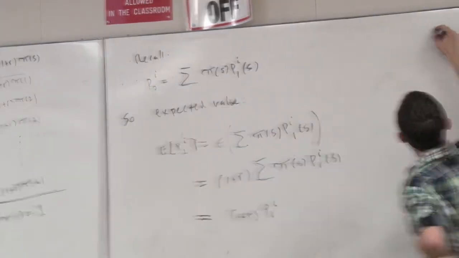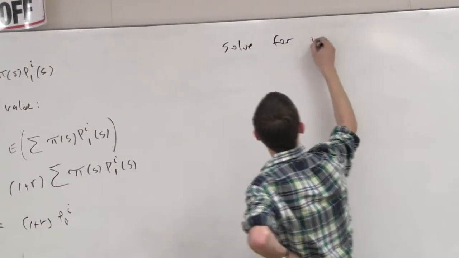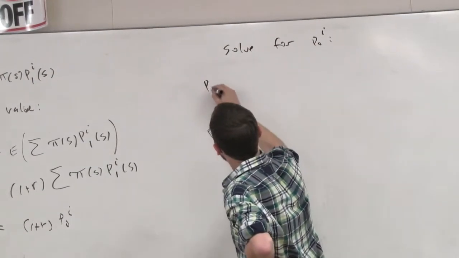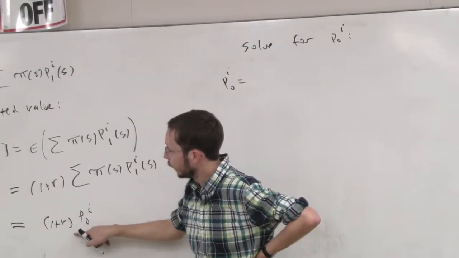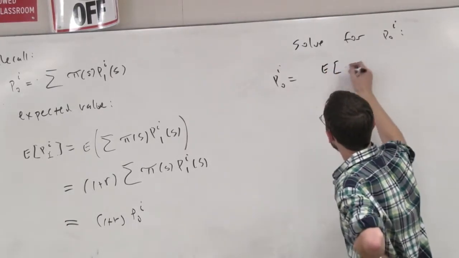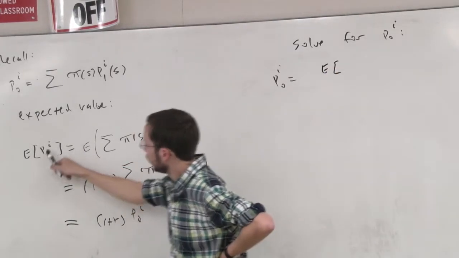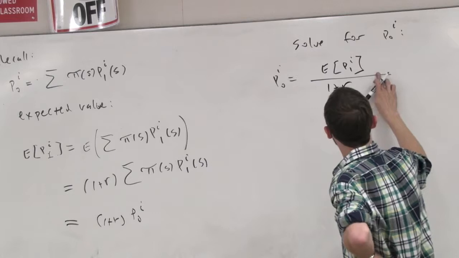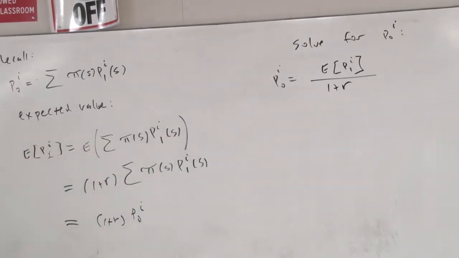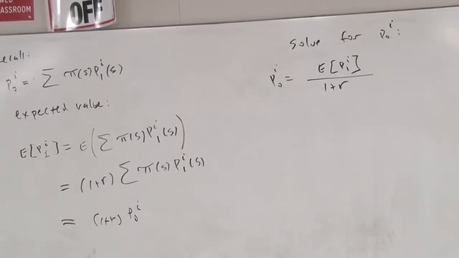So P0i, the price that we pay today of the ith asset, just dividing through by 1 plus r, is equal to the expected value over this variable P1i over 1 plus r. And this is about as close to a punchline as you're going to have for this course. This is like everything that we've done from day one, all put together.